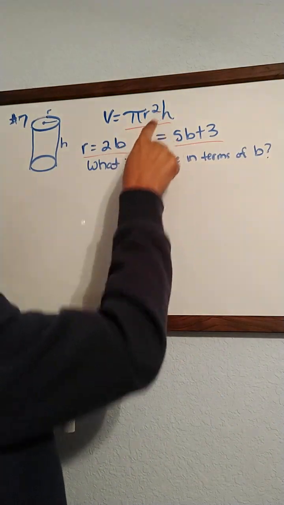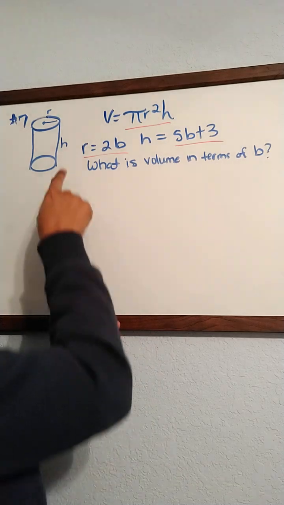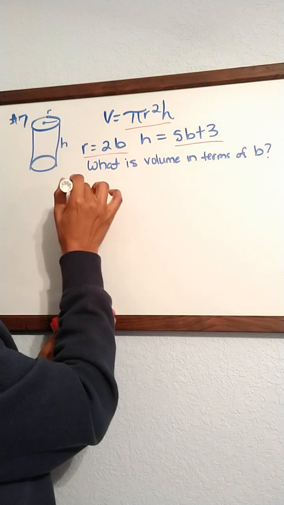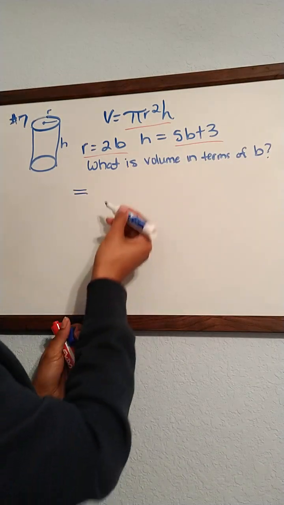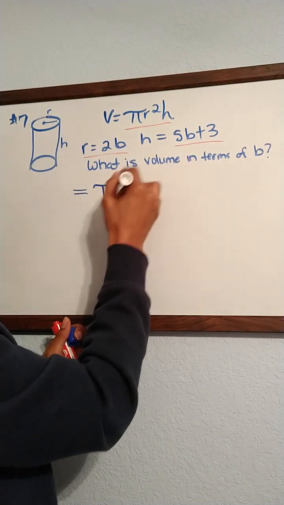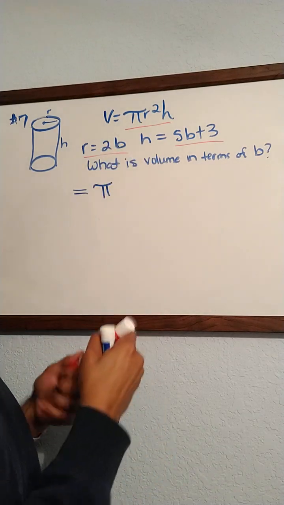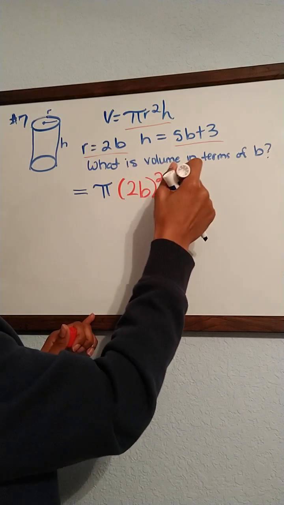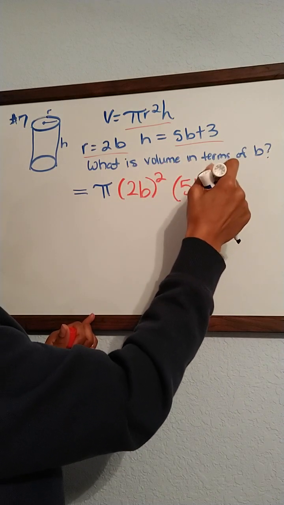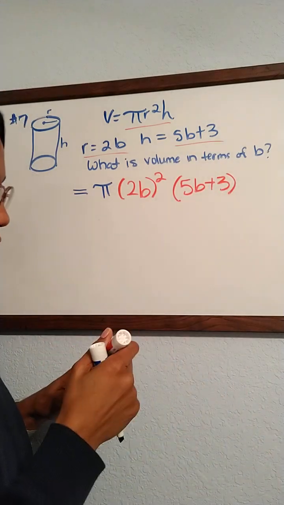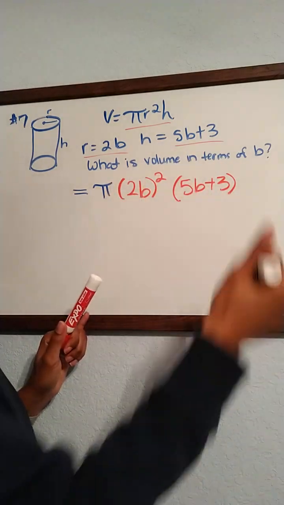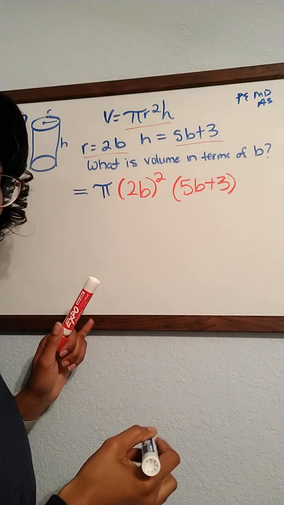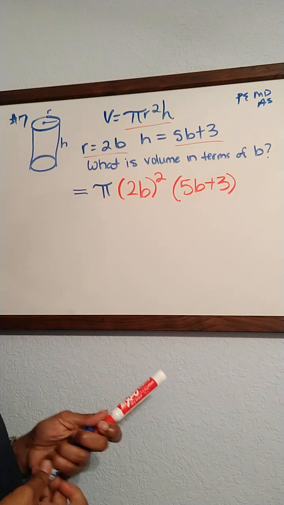The formula is pi r squared times h, and then it gives you the radius and the height. So let's just go ahead and insert those values into our formula. So volume is equal to pi, the radius is going to be (2b) squared times the height, which is 5b plus 3. So we're just going to go in order. Before I do anything, order of operations, please excuse my dear Aunt Sally. All right? Have to do multiplication and division, then addition and subtraction.